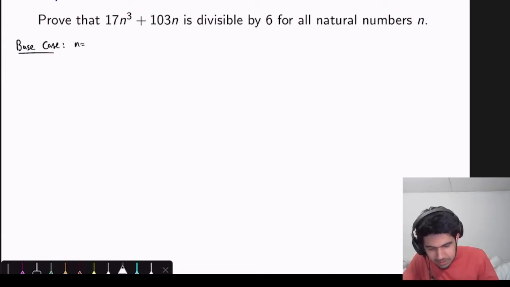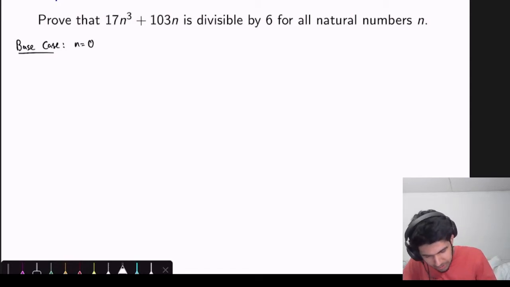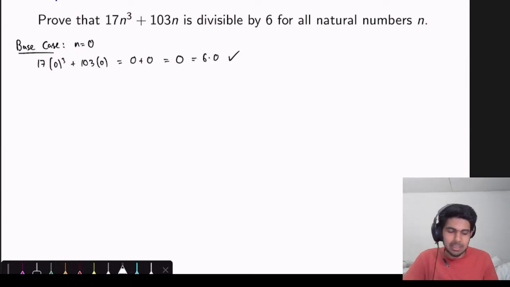So we'll test n equals 0. Okay, so what do we want to do? Well, we want to show that this expression is divisible by 6 when n equals 0. So we have 17 times 0 cubed plus 103 times 0. Well, that's just going to be equal to 0 plus 0. That's equal to 0. But more importantly, that's equal to 6 times 0, so it is indeed divisible by 6. It can be a little bit confusing when we have a 0 and how divisibility works, but yes, that is how it works. So the base case checks out. Great, so we can continue.